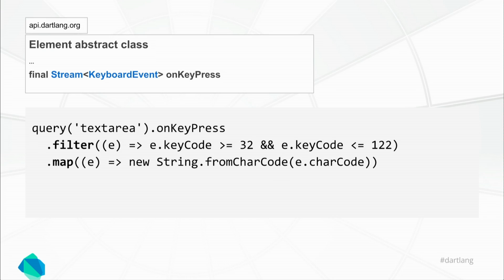Next we're going to call map. What map does is it takes every element, every event in the stream, and turns it into some new kind of event and creates a new stream out of that. So here we're going to map and turn our keyboard events into strings.